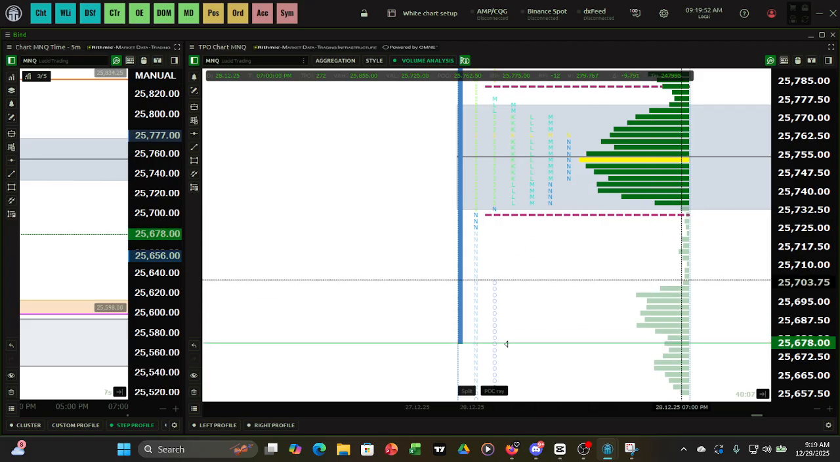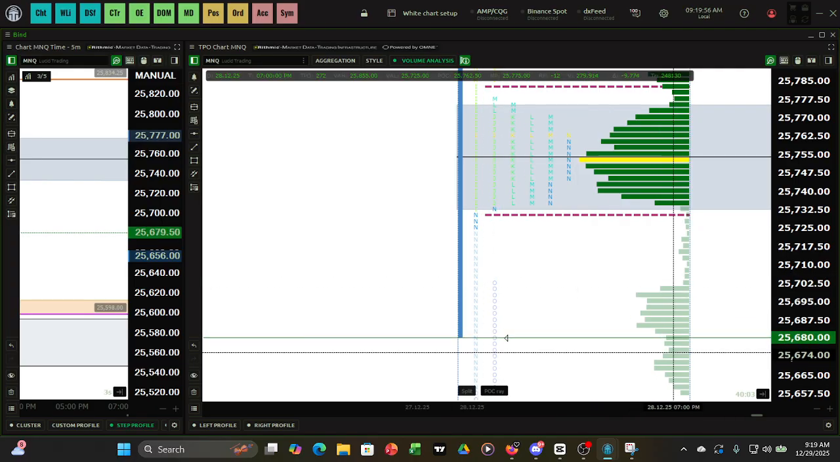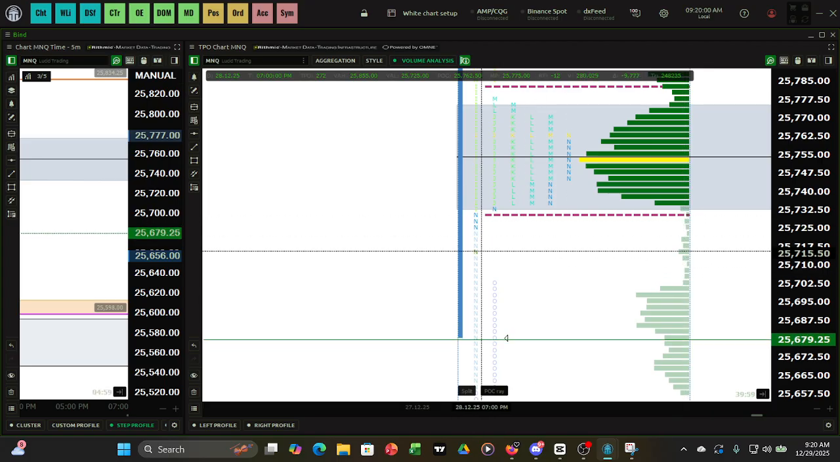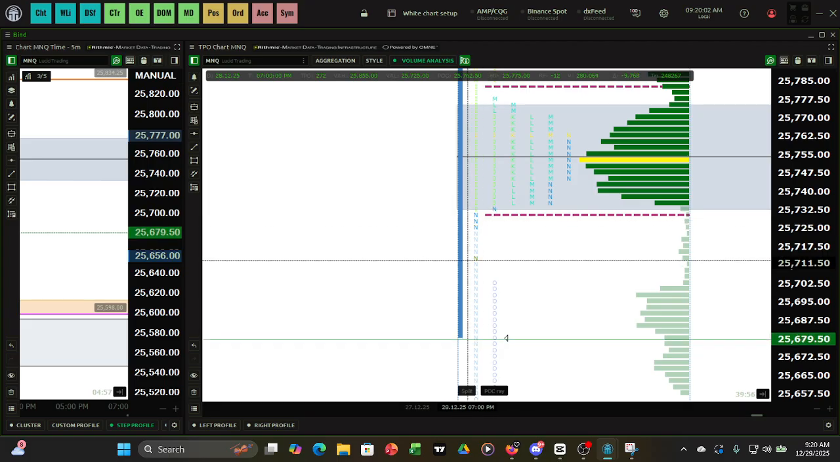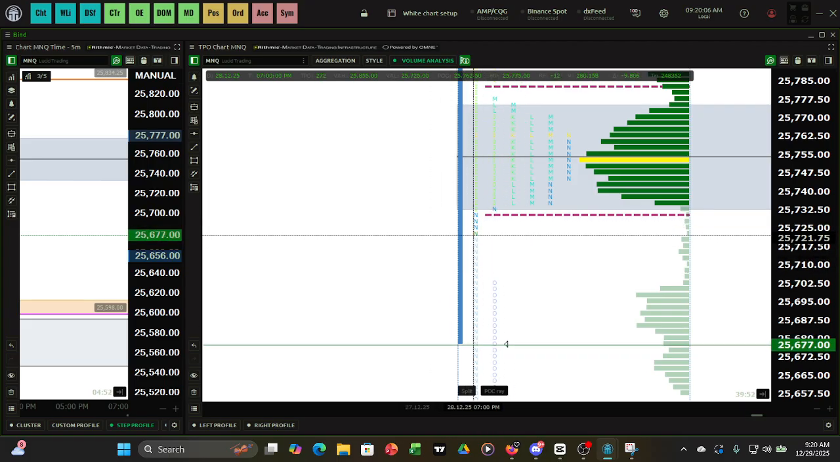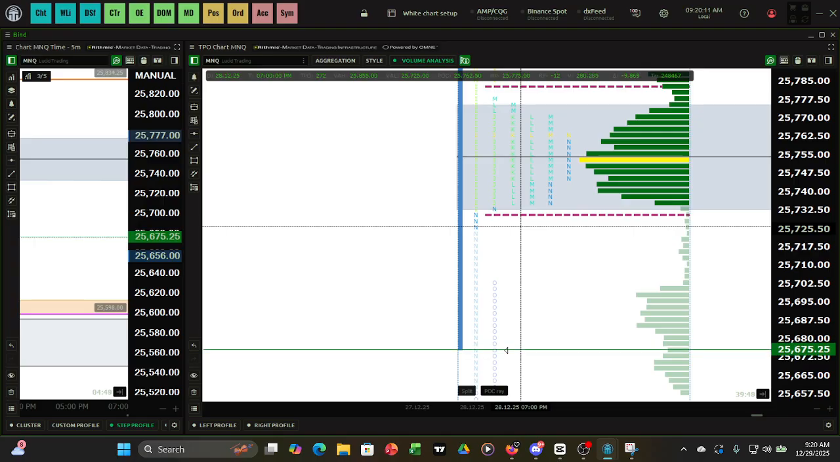So you see this right here, how there's single prints here, then it goes double prints and the volume picks up. You see how there's basically no volume in here. All these little single prints. So this was an area where there were no buyers and no sellers, and nobody wanted to transact price. So that tells me that was a very, very unfair level to go through. So obviously price is going to need to come back into this level.